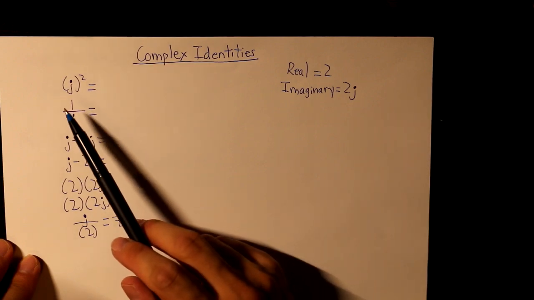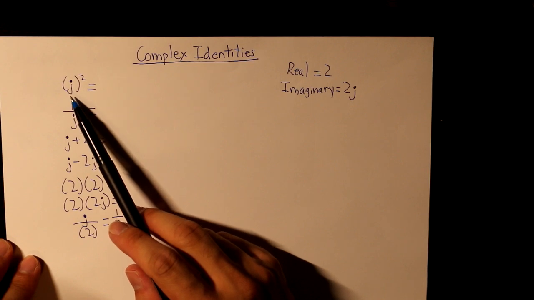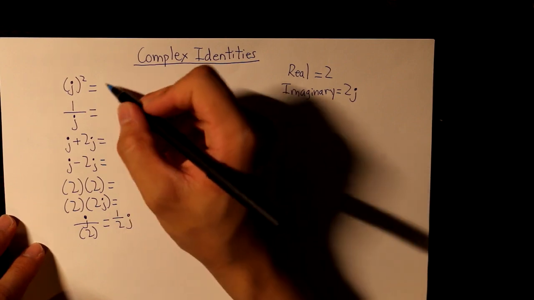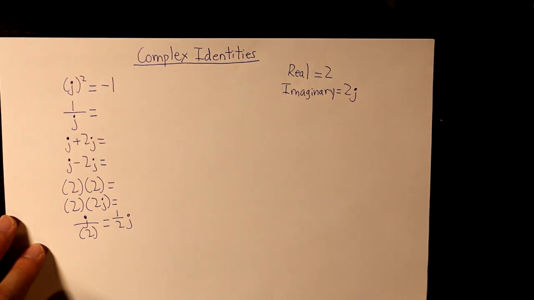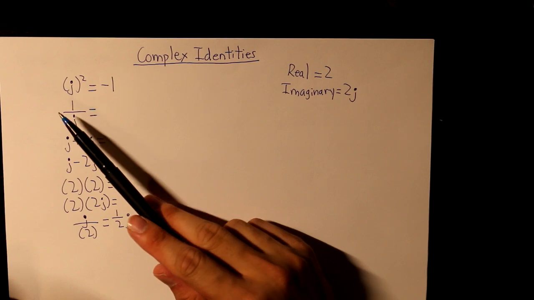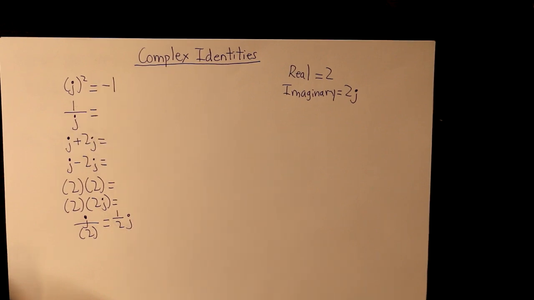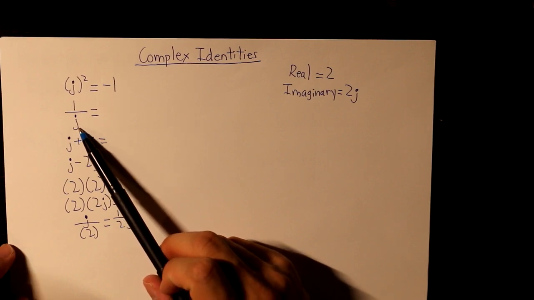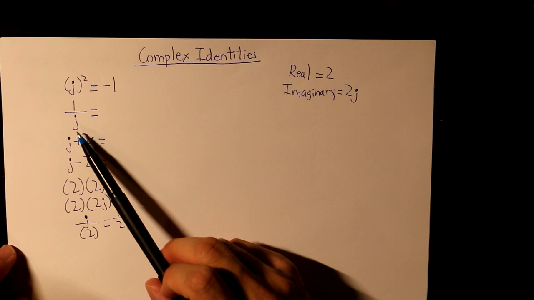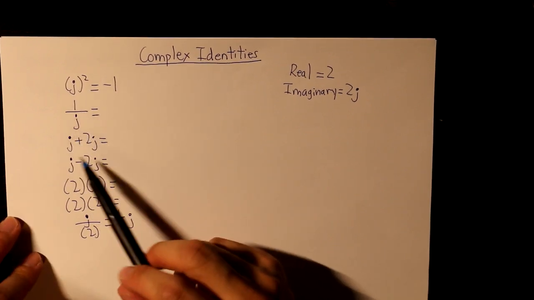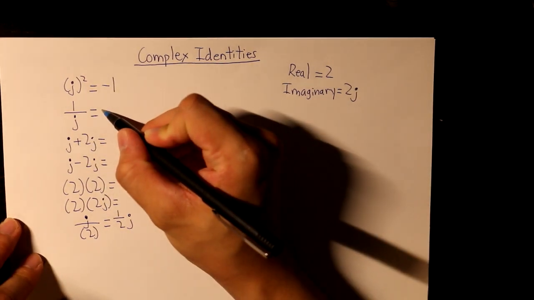When you have two imaginaries multiplied together, such as in this case, j squared, what you will get is -1. So if two imaginary numbers are multiplied by each other, they will equal the negative of whatever the magnitude of those two terms is. Next is having the imaginary number below a fraction, such as in the denominator. In this scenario, what you will get is -j.